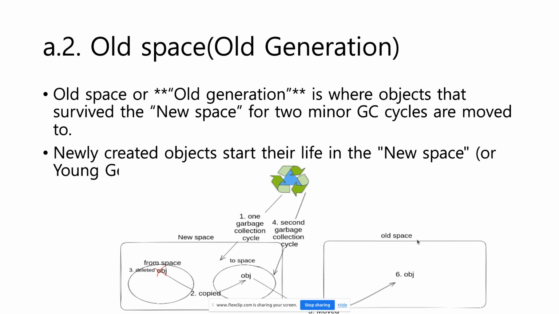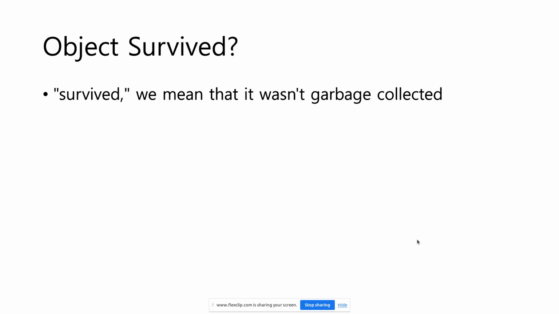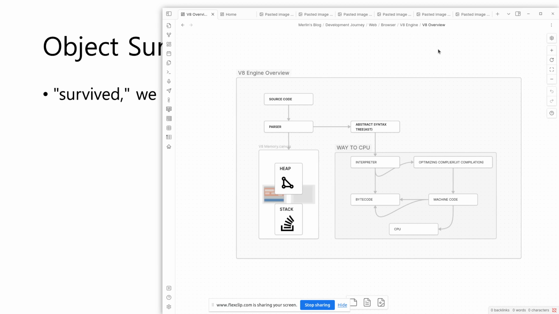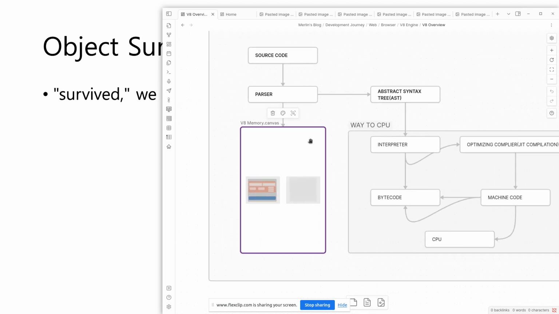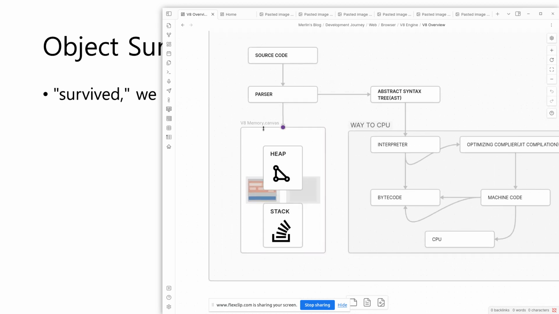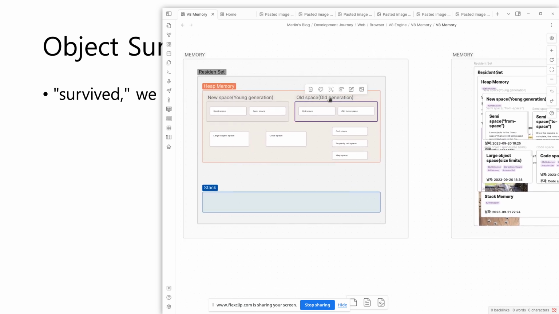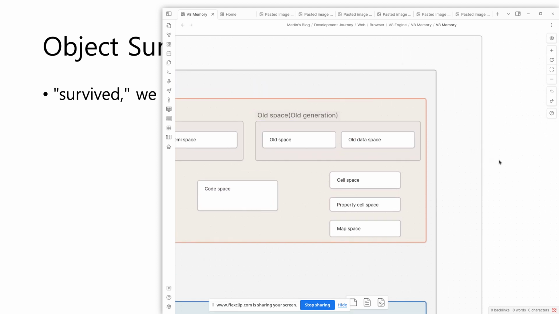So survived means it's still being used, there are still references pointing at it. Survived means it wasn't garbage collected. Okay, I'm going to give a diagram to understand this easily. This is the heap and stack, and we're here in this part, and we're going to see Old pointer space and what Old data space is.